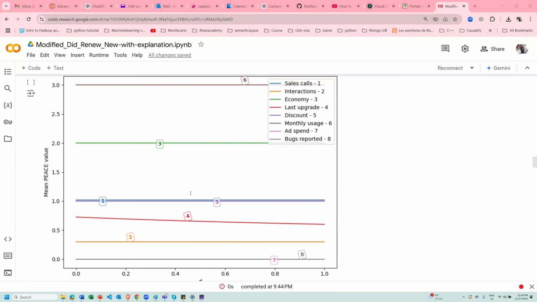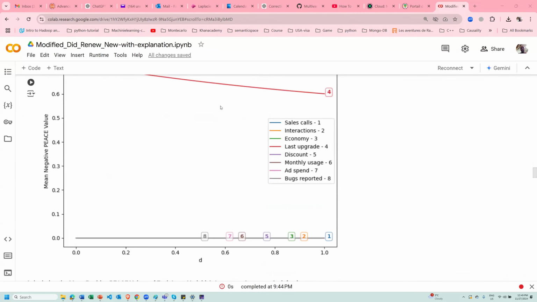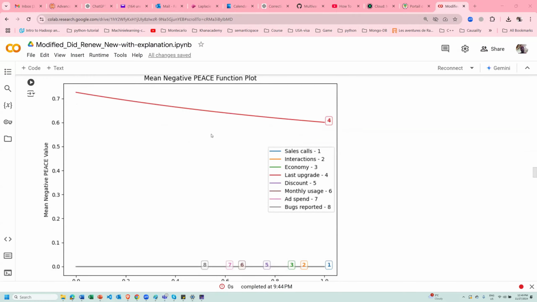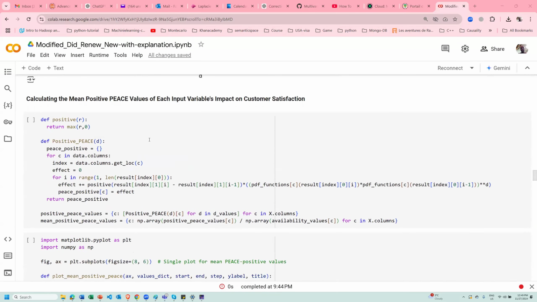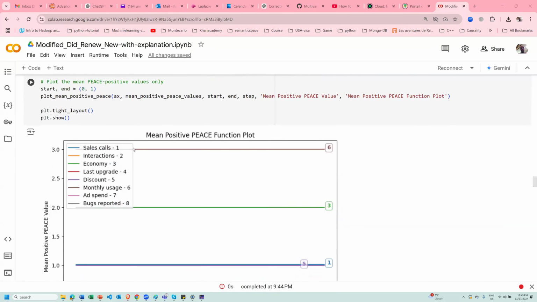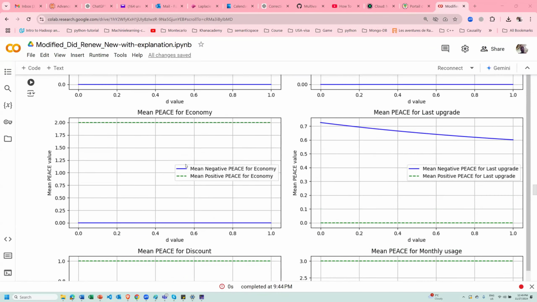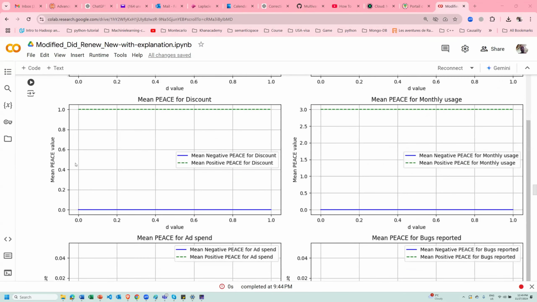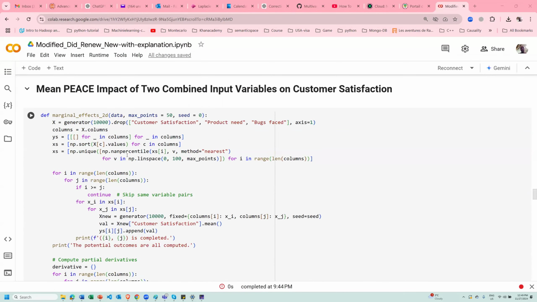Okay, and then we have positive and negative values, as you can see here. Number 4, for example, last upgrade, has the highest negative causal effect value in our model. And we also have the positive ones, as you can see here. Here is really one by one each column: we showed for every column its mean impact on the causal effect.